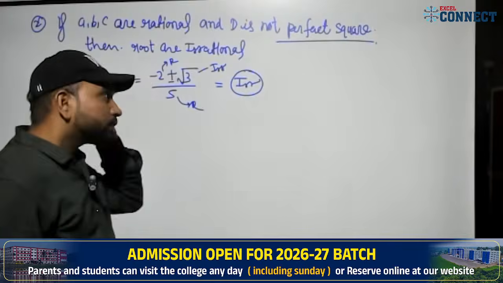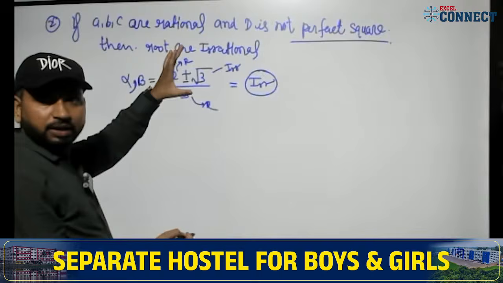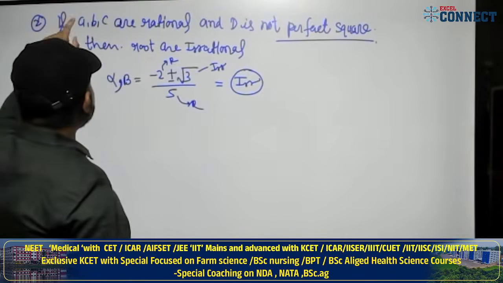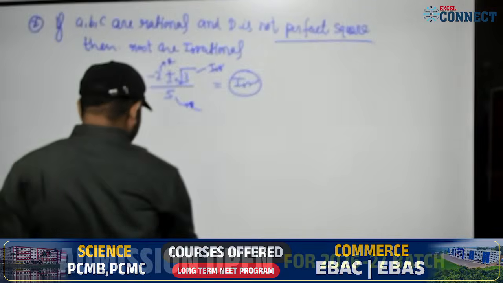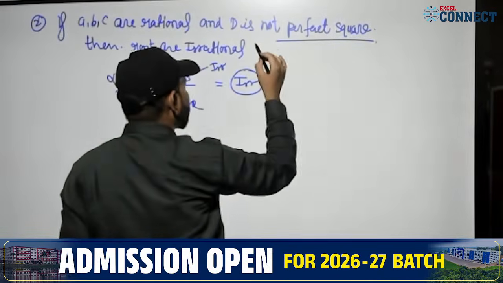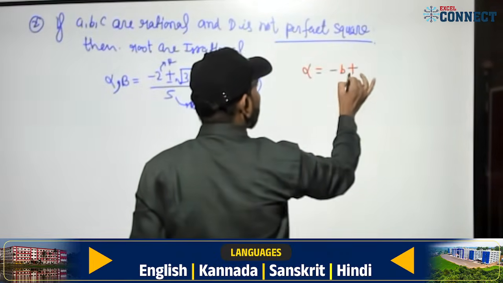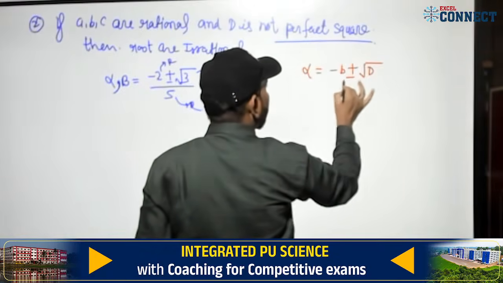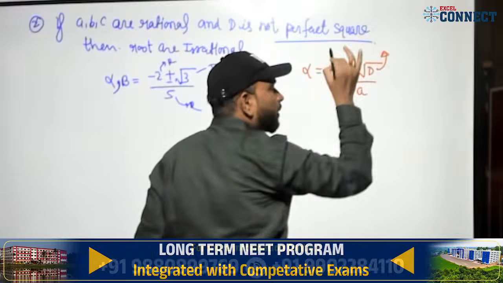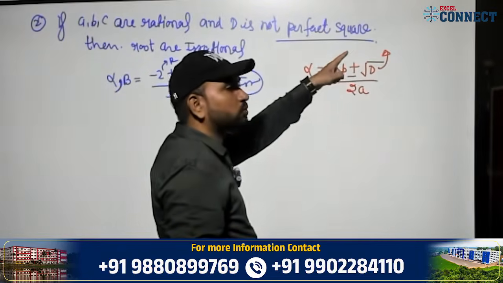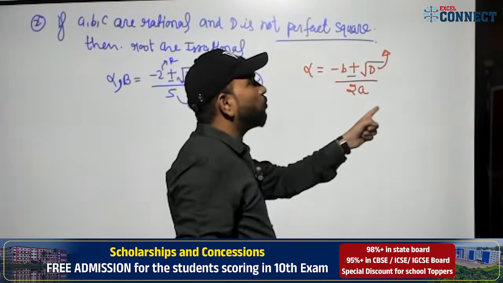Okay, see here. I will discuss this point again, no issue. Here I discussed that a, b, c are rational and D is not a perfect square. It means from the root formula, alpha is equal to minus b plus minus under root of D divided by 2a. Whenever the thing inside the root is not a perfect square, it does not come outside, so it becomes irrational. So the whole root becomes irrational.